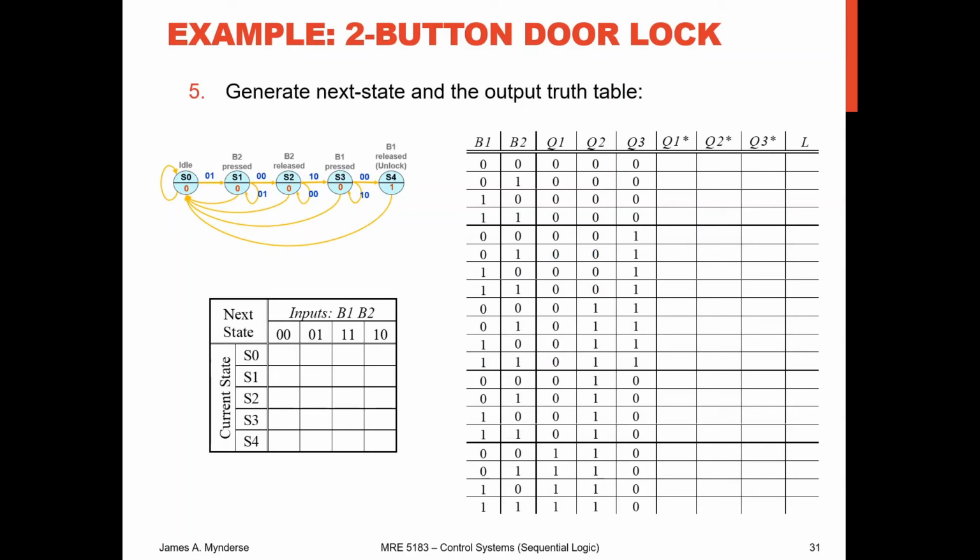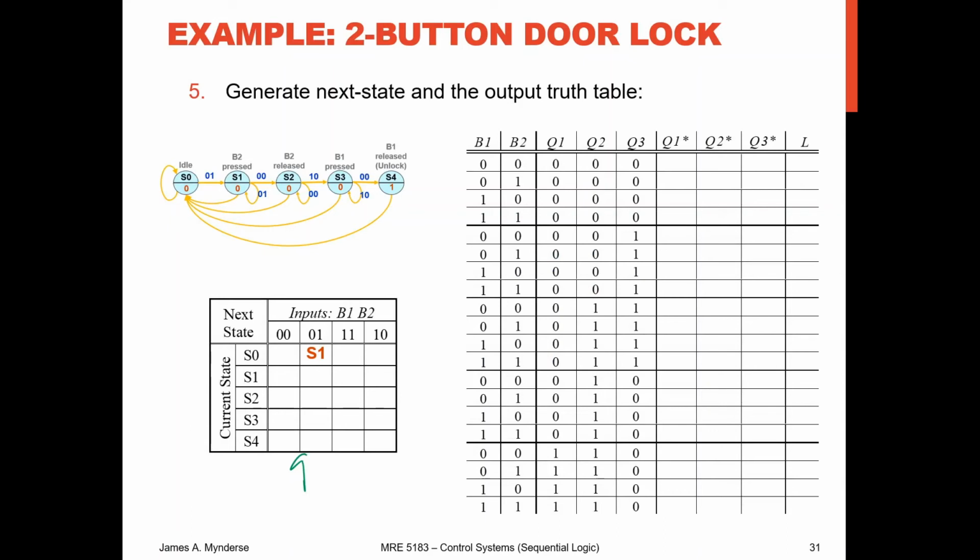For my next state table, I should point out this is a little different than the previous table that I did. There are lots of different ways to do this. This one is going to be written out in terms of the state names, and then we can also do the one on the right, which is written out in terms of the state bits. They both tell you the same information, but they are slightly different.